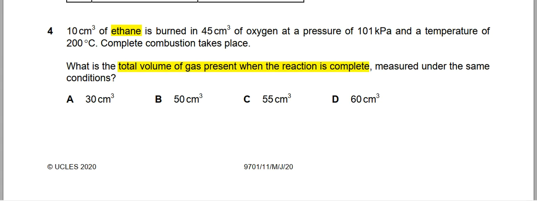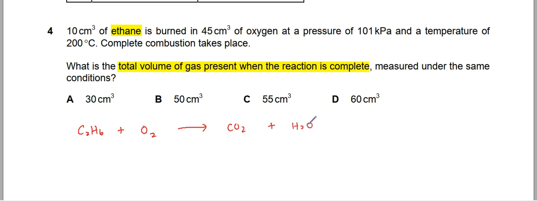The first thing we need to do is work out the equation. So we can write up the equation. We know that the starting material is this ethane here, so it's C2H6 plus oxygen, giving carbon dioxide plus water. We know that these are the products of a standard combustion. Now we need to balance it.